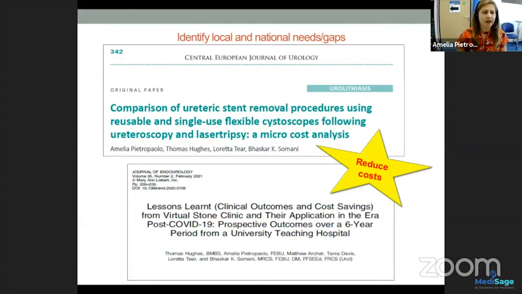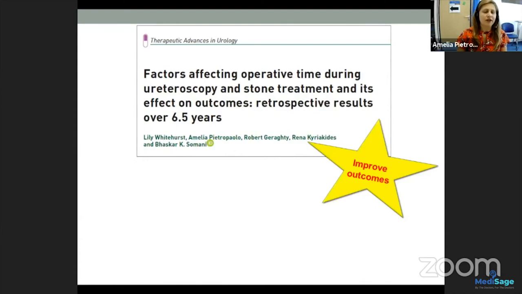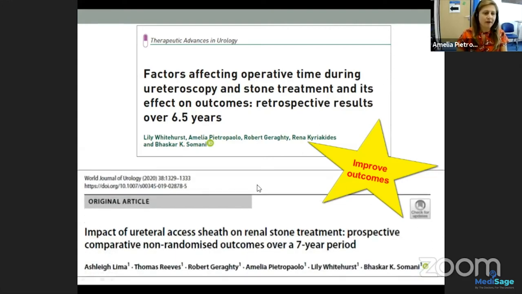We've also analyzed our results in terms of outcomes, but also cost savings for virtual stone clinic. Now, mainly during COVID times, we found that there is a great benefit to turning virtual. Equally, we need to put first our outcomes, in terms of patient outcomes, of course. And we've analyzed our database, finding that having a quicker operating time could benefit our patients in terms of outcomes. And we have finally solved the endless controversy of ureteric access sheath, yes or no, because everybody has their own idea about that. In our case series, we found that this is actually very useful and improves our outcomes.